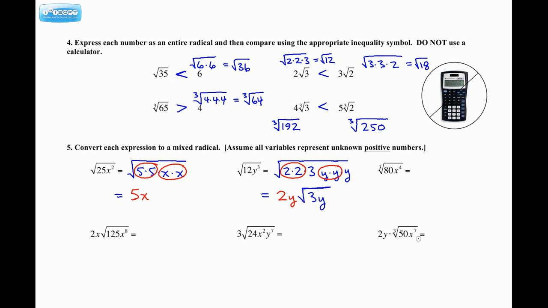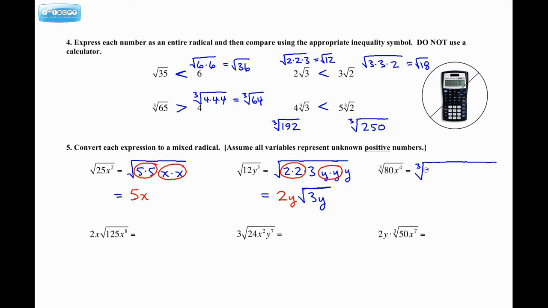Next one, however, is a cube root. So I just want groups of 3 instead of groups of 2. How do I break down 80? It's not too difficult. 80 is 2 times 2 times 2 times 2 times 5, and then I have x to the 4th, which is just x times x times x times x. I'm going to extend this to make sure it includes everything. For a cube root, I want groups of 3. So there's 1, and there's 1. And I have a 2, a 5, and an x, for which there's nothing I can do.